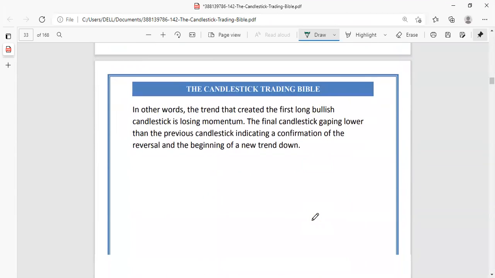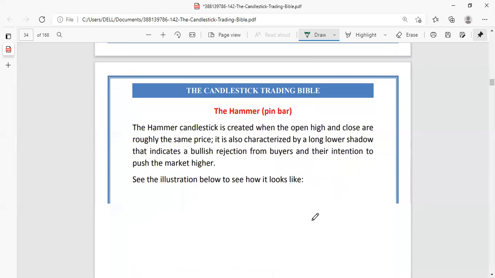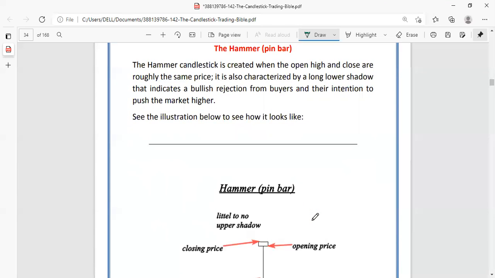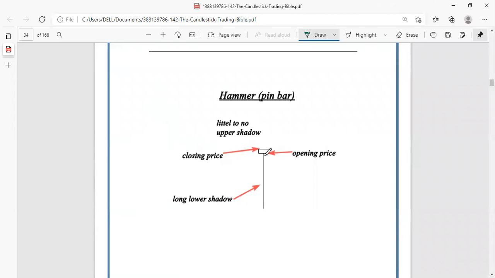So we are moving, we are moving. We go again to another one. I think I should end by teaching the hammer pin bar. The hammer pin bar, as you can see, the tail is longer than the body. And the body, you can see it here. This one has similar properties to the gravestone.